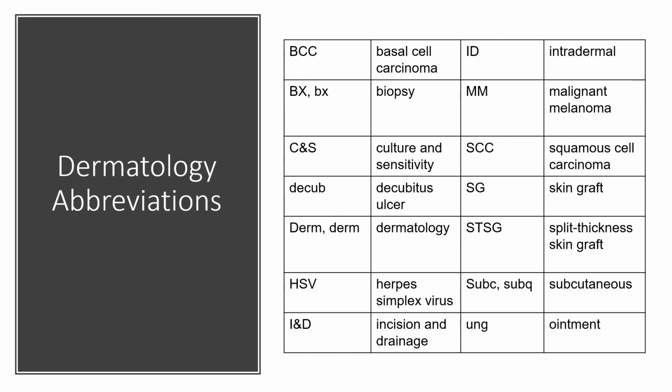I&D would be an incision and drainage procedure. ID would mean intradermal. MM would mean malignant melanoma. SCC refers to squamous cell carcinoma. SG refers to a skin graft. STSG refers to split thickness skin graft. And subQ means subcutaneous, or just below the skin. UNG refers to the term ointment.